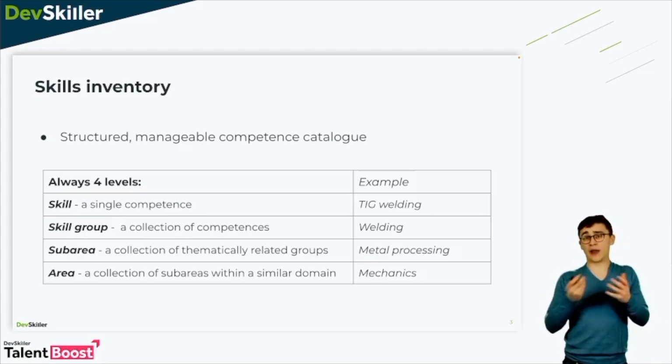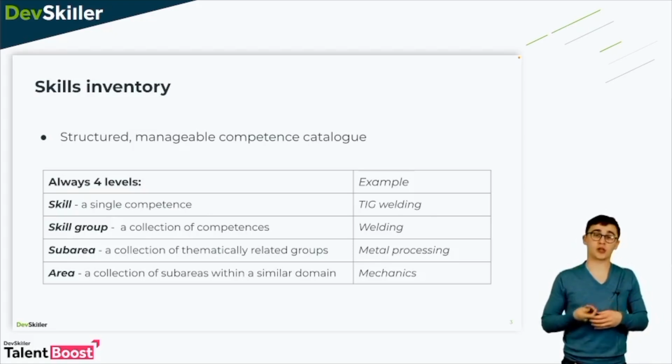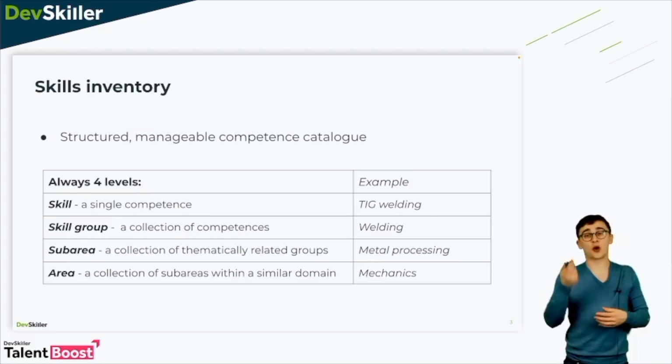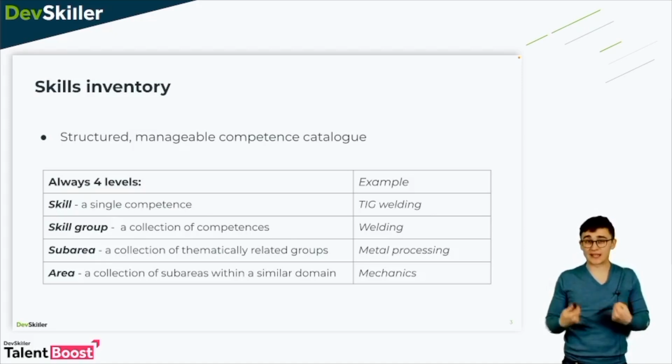Now, a collection of competences or skills would be a skill group, in this case, welding. When we take all the skill groups related thematically, we get a sub-area, which in this case would be metal processing. And then a collection of sub-areas within a similar field or domain would be a single area, mechanics.